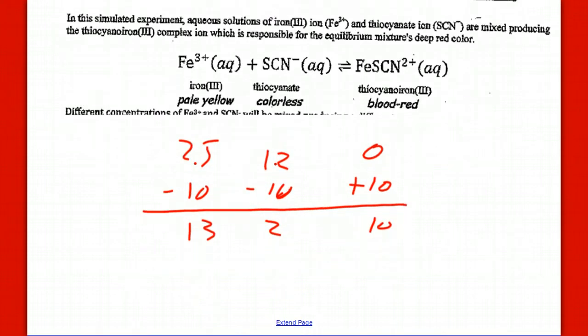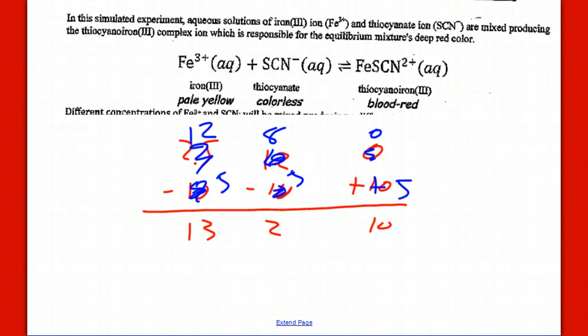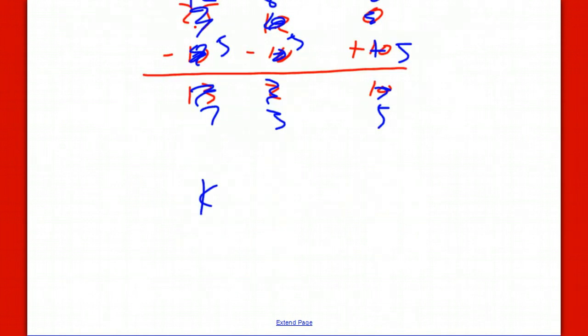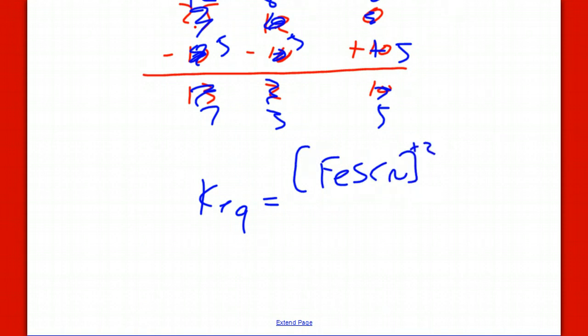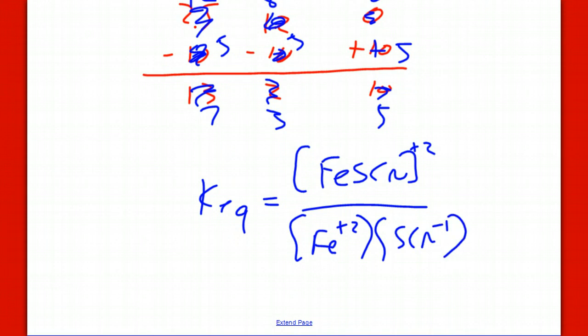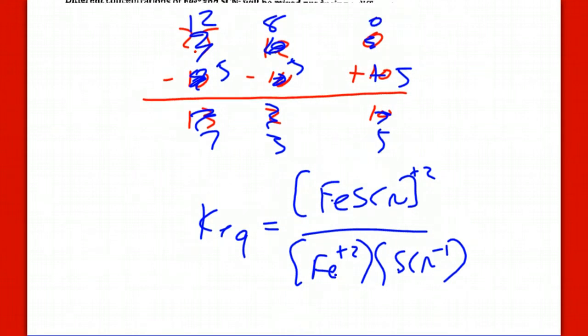Or you could do it again with a different amount and say you've got 12 here, 8 here, 0 here, and 5 of these react, plus 5 here, and you have leftovers. Okay, equilibrium constant is a constant. It means that at the end of the game, the concentration of FeSCN over the iron times SCN is a constant. So the ratio will be the exact same, regardless of the amounts of these guys that you use.